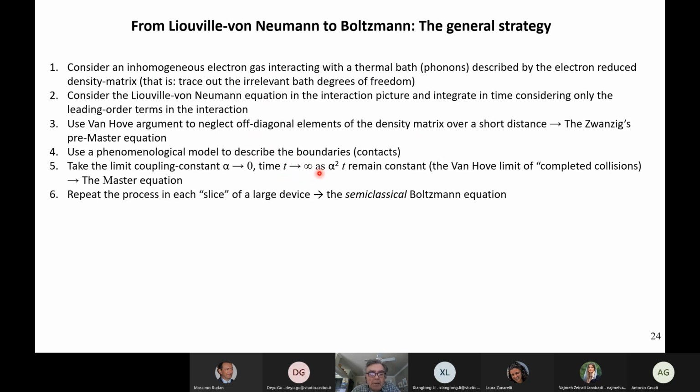So we'll take the limit of alpha squared t, where alpha is the dimensionless coupling constant with the phonons or whatever interaction you're considering. We take the product alpha squared t as a constant, take t going to infinity, and alpha squared, or alpha, goes to 0 at the same rate. And this is what is called the Van Hove limit of completed collisions. Okay, and this finally will give us the master equation.